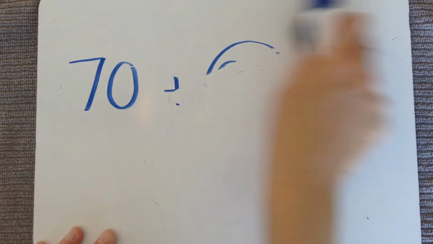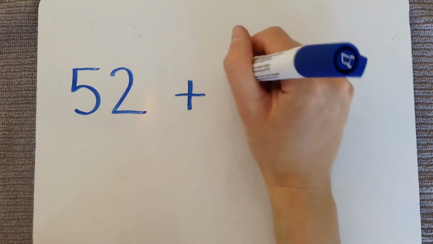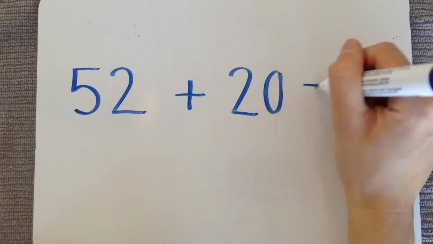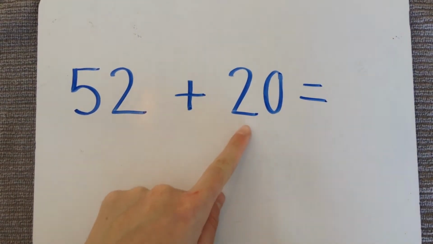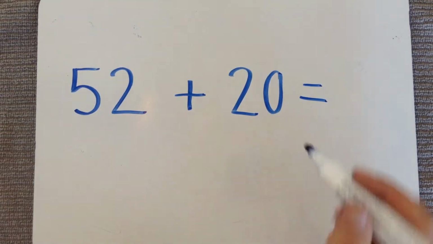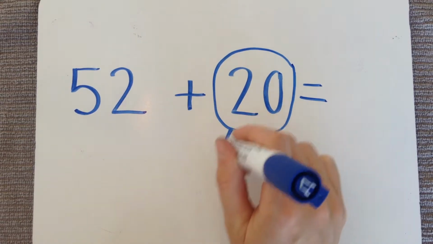We'll try plus 20 questions again, but this time we're going to start at a number that does not end in 0. Let's do this one. 52 plus 20. This is great. We can turn our 20 into 2 groups of 10 in order to be able to use skip counting to help us find the answer.